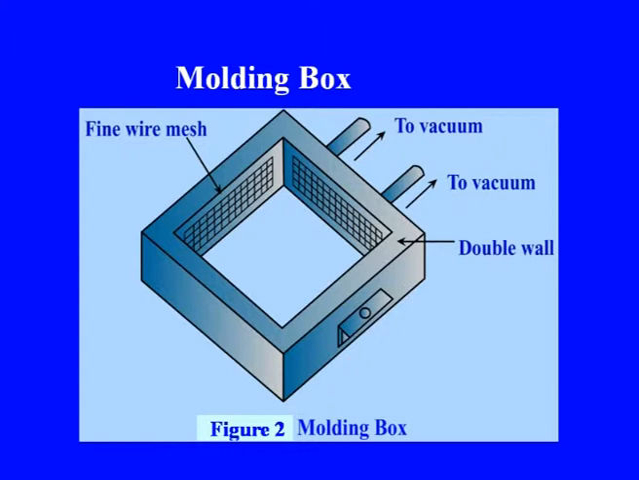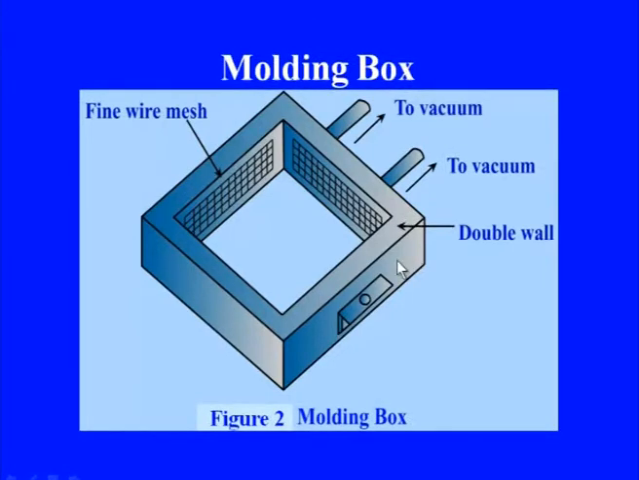The molding box is shown in figure 2. This is the molding box arrangement. This is the double wall arrangement, and these are the 2 openings to the vacuum arrangements. This is the fine wire mesh. Now let us see the process description. The process sequence of the vacuum assisted evaporative pattern casting is shown in figure 3.